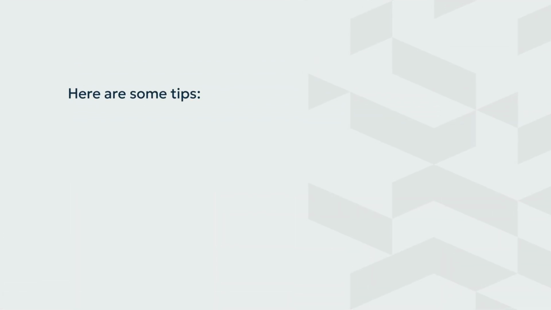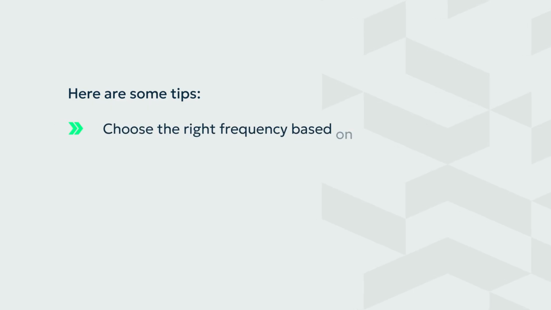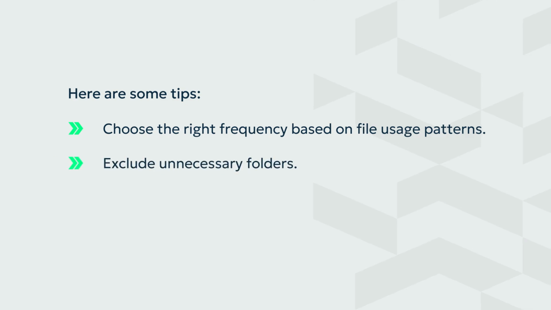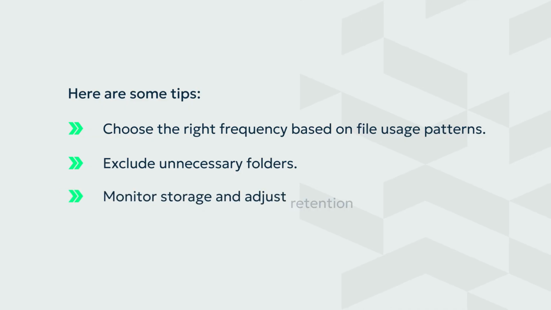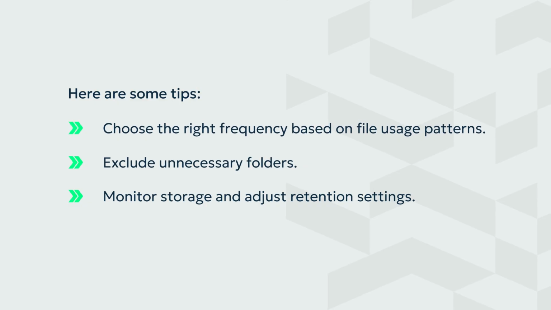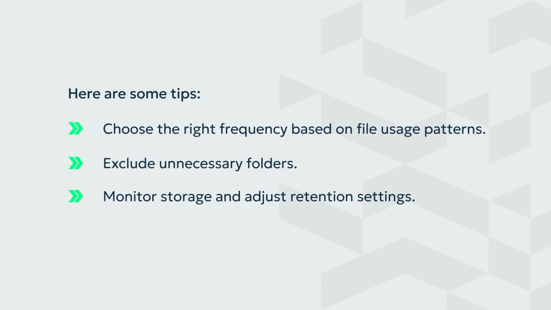Optimization tips. While you're at it, take the opportunity to optimize this backup feature. Here are some tips. 1. Determine how often you will perform backups based on how frequently you use certain files. 2. Exclude folders and files that you don't need to include in the process. And 3. Make sure to keep an eye on your storage space and adjust your retention settings accordingly. With the right configurations, your files will be in good hands when backing up.